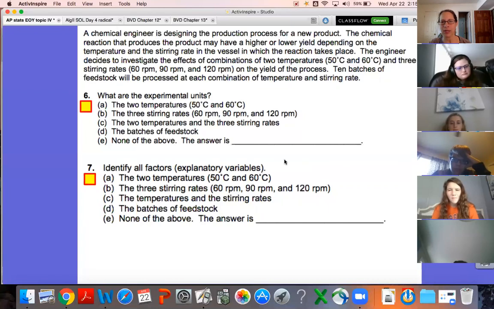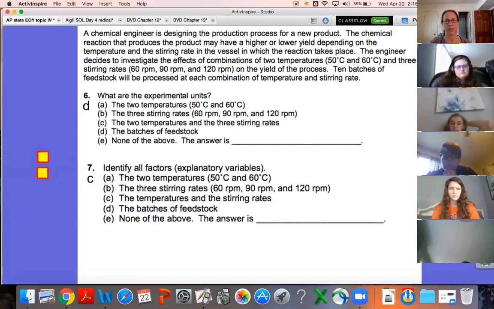All right, I'm going to go ahead and uncover it. I believe the experimental units are, well, let's see, the batches of feedstock. So you put a batch in and you experiment on it based on its temperature and its stir rate. And then all of the factors are the temperatures and the stirring rates. They're both factors.